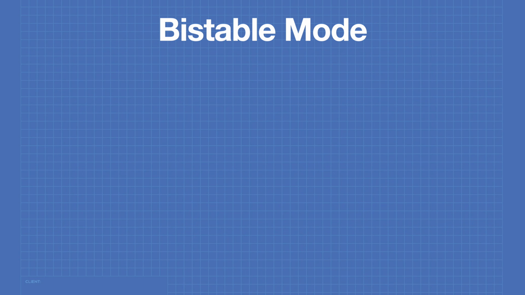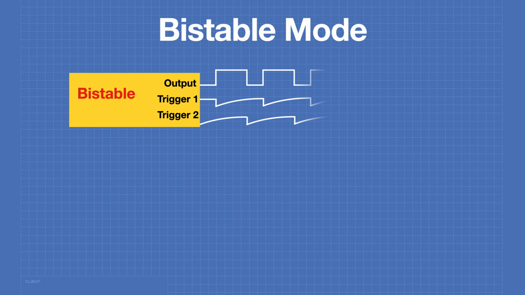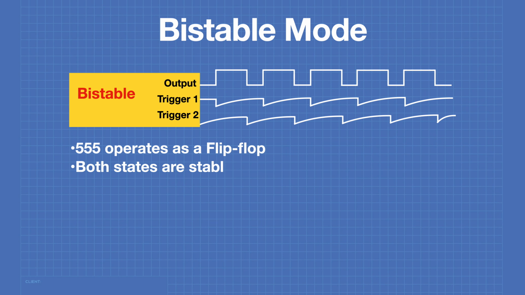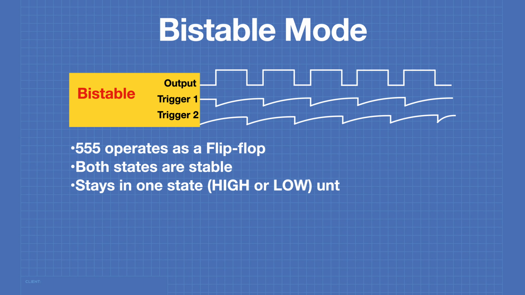The third mode that we can operate our 555 timer in is bistable mode. In this mode, the 555 essentially operates as a flip-flop. Both of the output states are stable. The output will stay in one state, either high or low, until one of the triggers is applied to change the state.